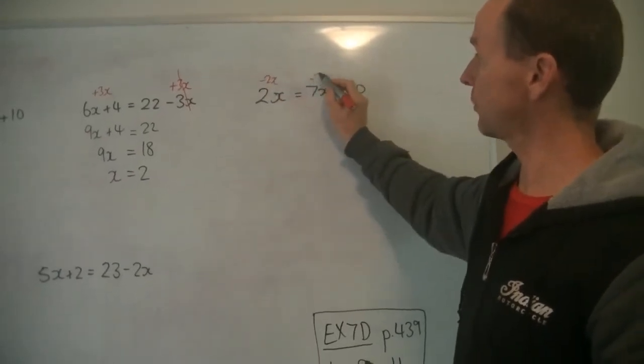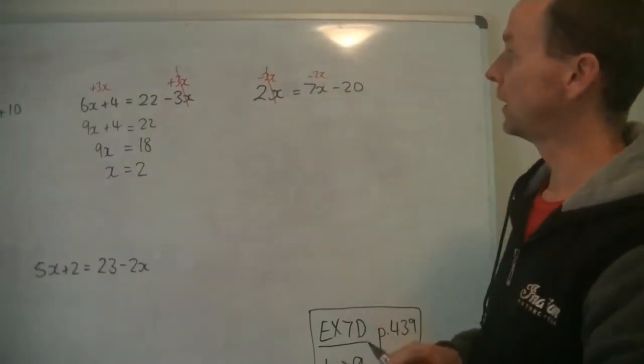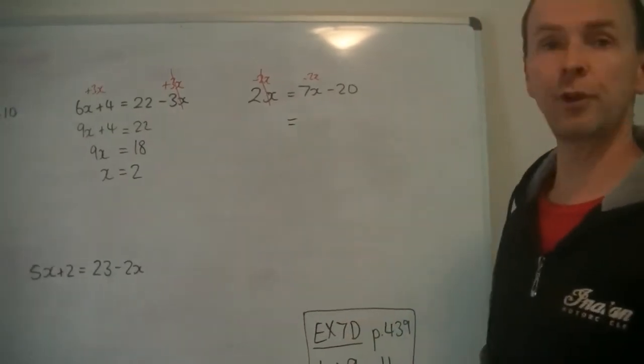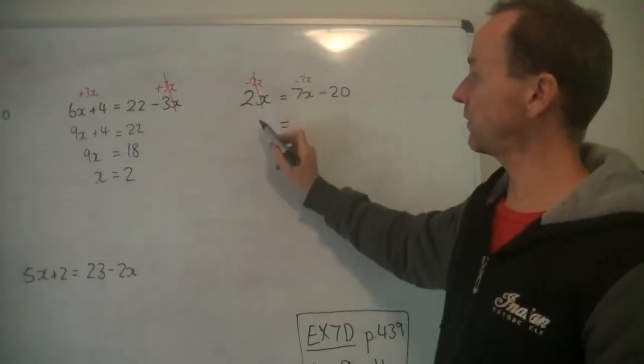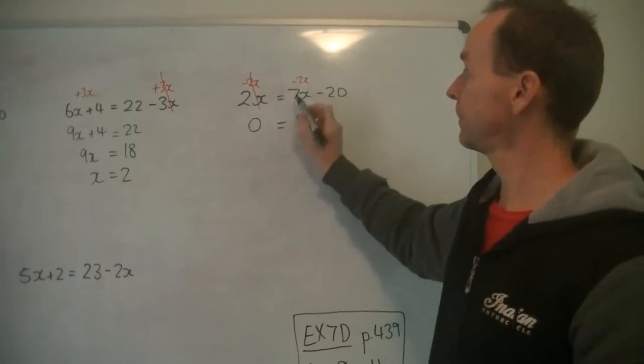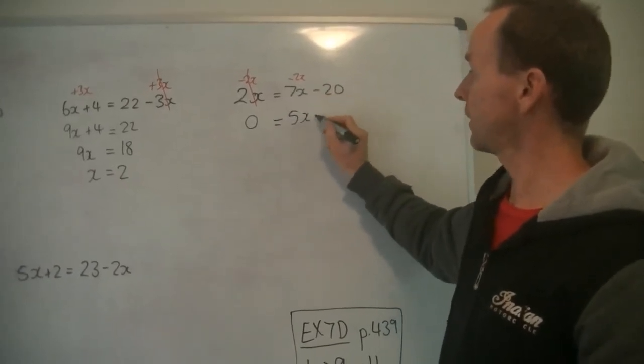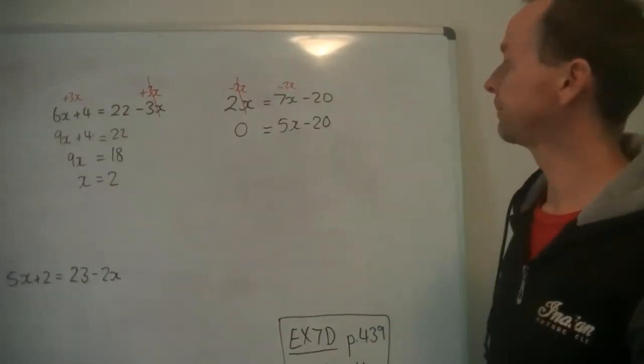So we minus 2x to both sides. They cancel. This sometimes tricks a few people. 2x minus 2x, what's the answer? It's 0. 0 equals 5x minus 20.